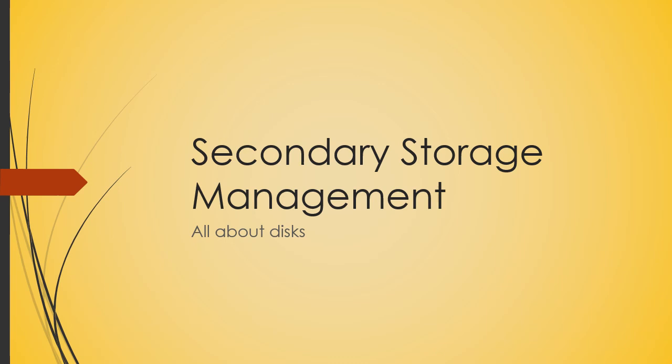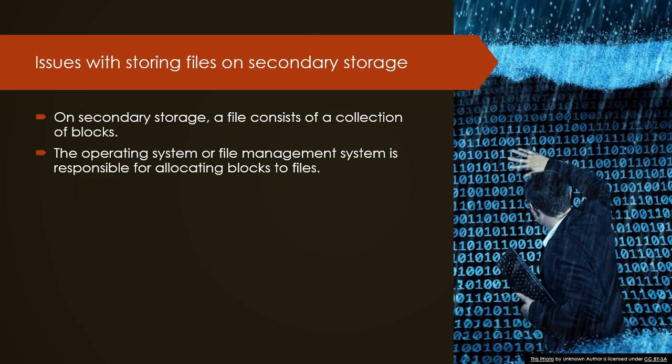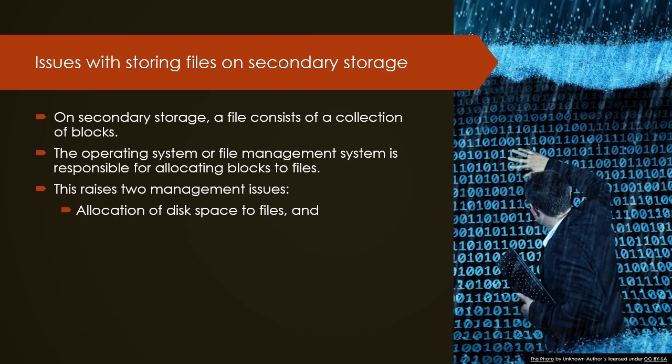Now we start our discussion on secondary storage management. Issues with storing files on secondary storage. On secondary storage, a file consists of a collection of blocks. The operating system or file management system is responsible for allocating blocks to files. This raises two management issues: allocation of disk space to files and keeping track of free space.